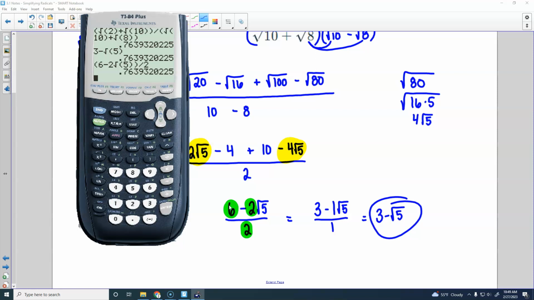So typing it in doesn't guarantee you got the right answer, but if you made a mistake, like if you had 3 plus square root of 5, it would help you catch that mistake because that would not give you the same decimal, and that would make you realize, oh yeah, something went wrong. I need to go back and figure out what I did incorrectly there. Okay, questions on that?